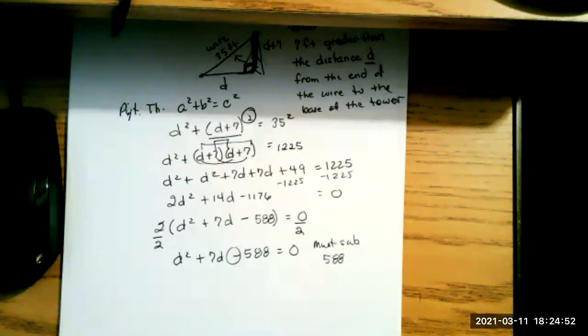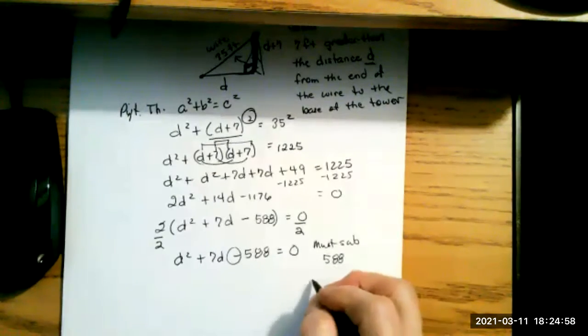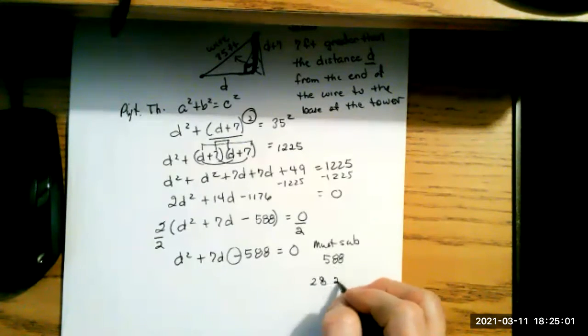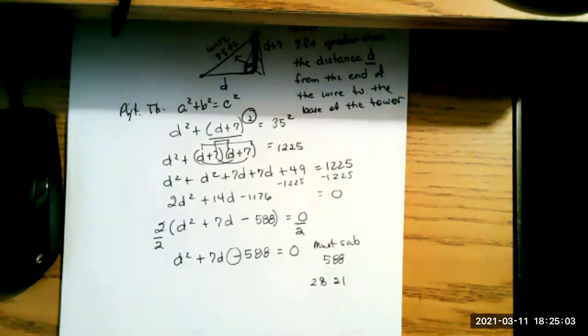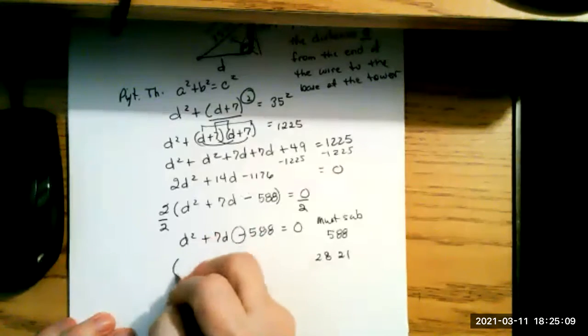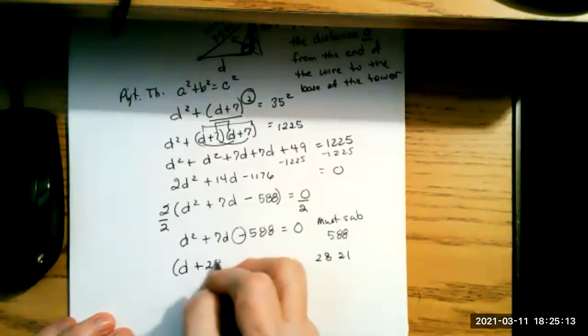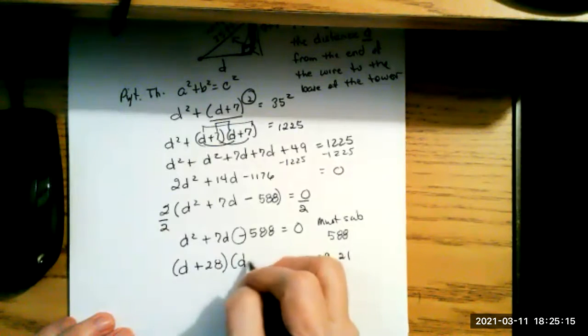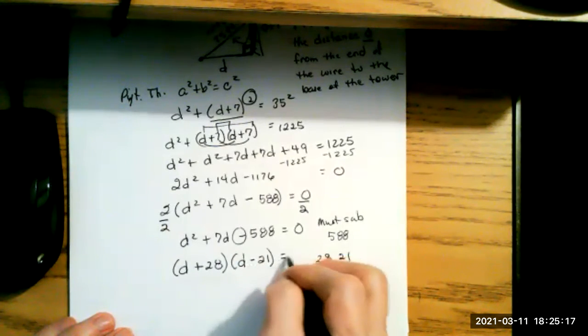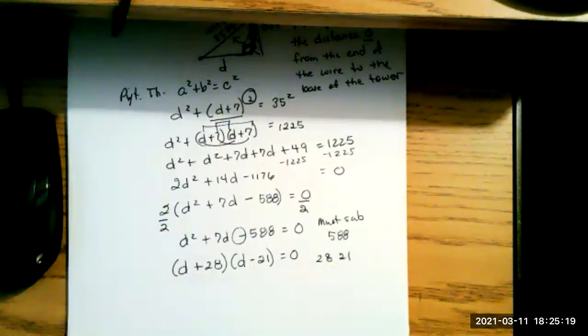Positive 28 and negative 21. 28 and 21? I think so. Let me see if that multiplies together. Oh, you got it. Yep. All right, good deal. So it's D plus 28 and D minus 21 equals 0.